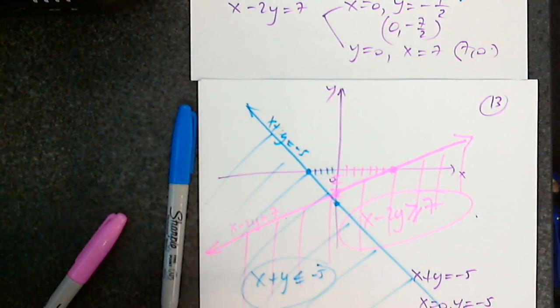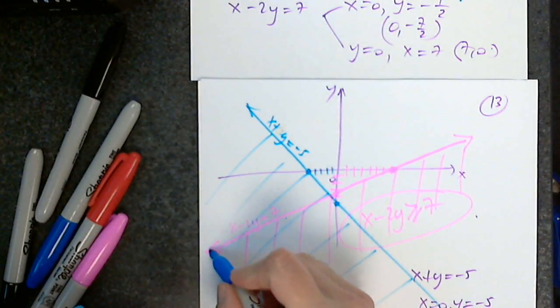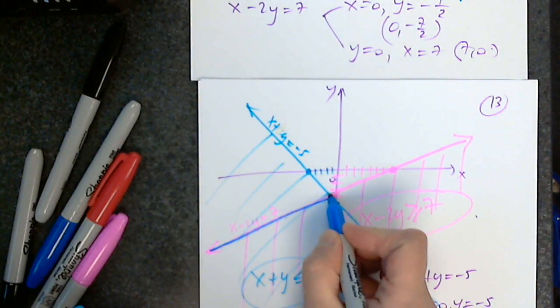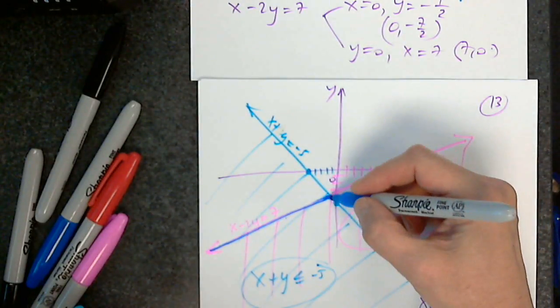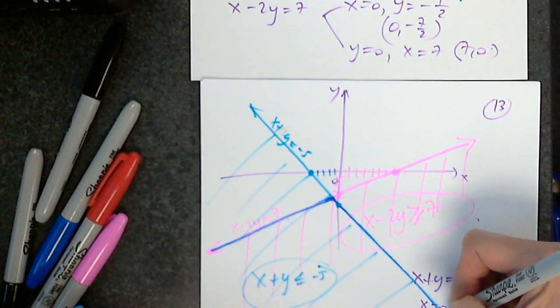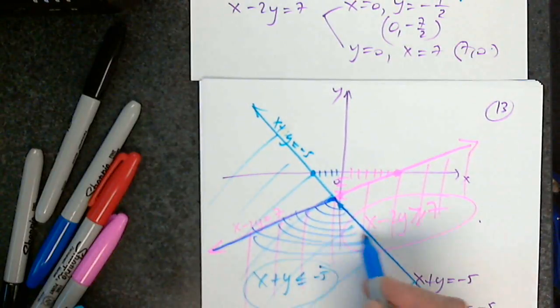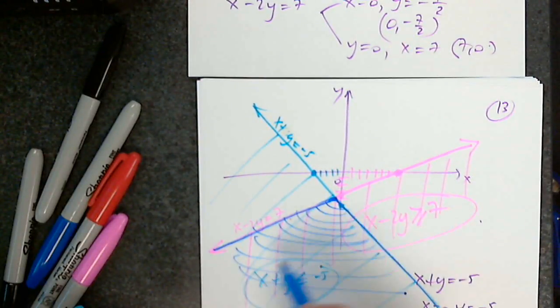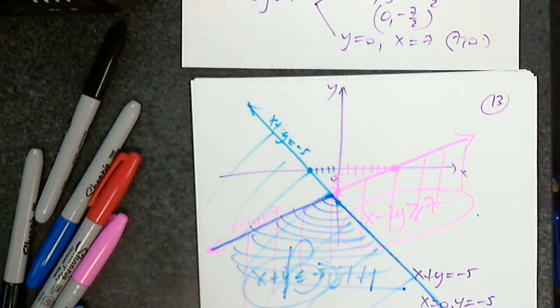Now I have to intersect the pink and the blue. This point, the point of intersection, it is called the vertex, because that's where they intersect. So this is both at the same time.